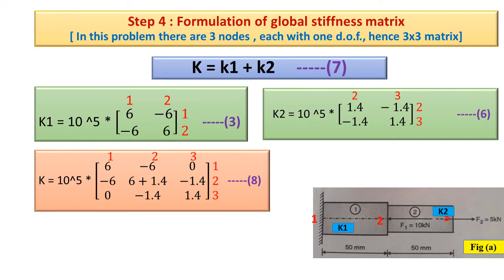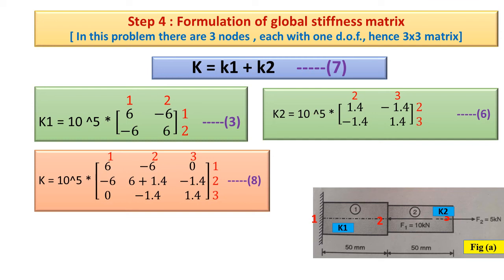We can observe K1 is of order 2 by 2, K2 is also of order 2 by 2, but K will be formulated of order 3 by 3, because though it is 2 by 2 for both K1 and K2, their nodal positions are different. We can observe we have 1, 2 and 3 as well as 1, 2 and 3. It means we have to consider 3 columns and 3 rows. We carry elements in this way.